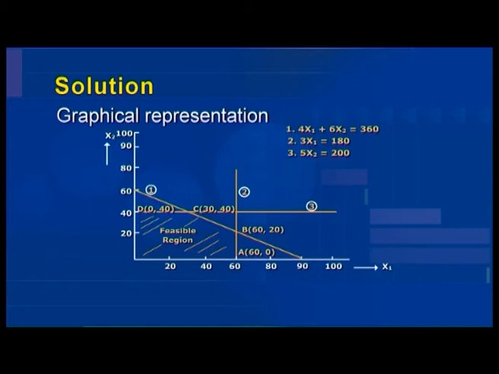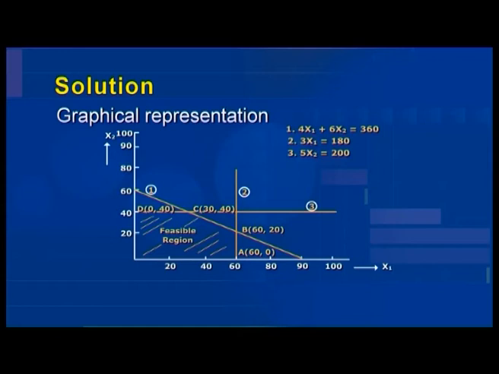Consider the constraint 4x1 plus 6x2 less than or equal to 360. Treat this as the equation 4x1 plus 6x2 is equal to 360. The easiest way to plot this line is to find any two points that satisfy the equation and then draw a straight line through them. The 2 points are generally the points at which the line intersects the x1 and x2 axis.